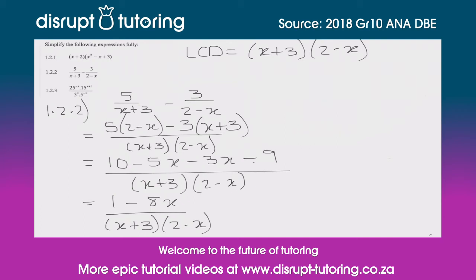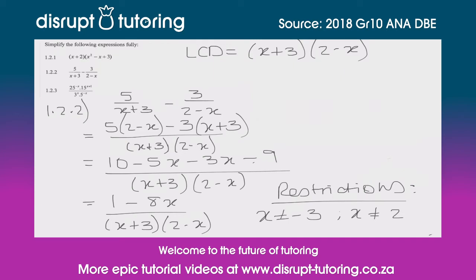Now, before we move on, we need to let the marker know that we've got some restrictions to take note of. So we're going to write here "restrictions", and the restrictions are there just to trigger a warning or an alert to say what x cannot be. Okay, so x cannot equal -3 and x cannot equal 2.